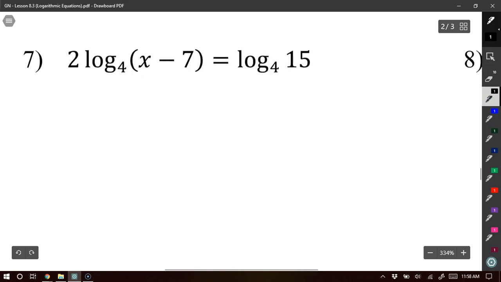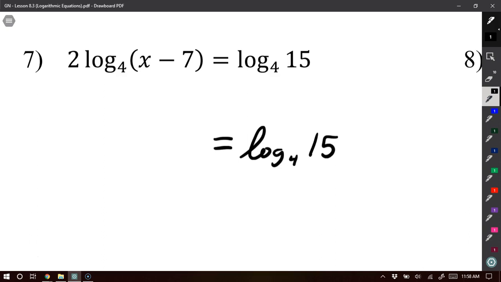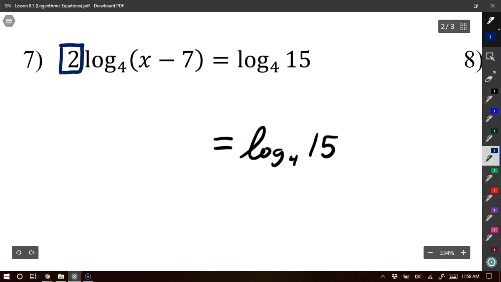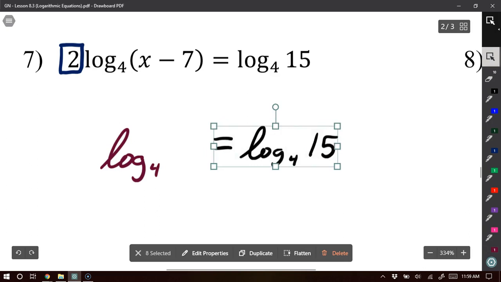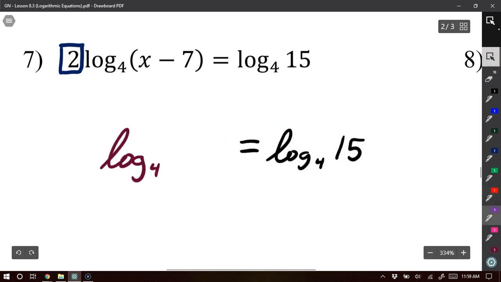Let's look at number 7. If I read it, 2 times log base 4 of x minus 7 equals log base 4 of 15. Again, which side looks nicer? That right side looks really nice. It's got this log, it's got base 4, it has 15, nothing else, all by itself. That left side doesn't look too bad, but what sticks out is this 2. It has to read log base 4 and nothing else. No coefficients, no plus signs, no minus signs.